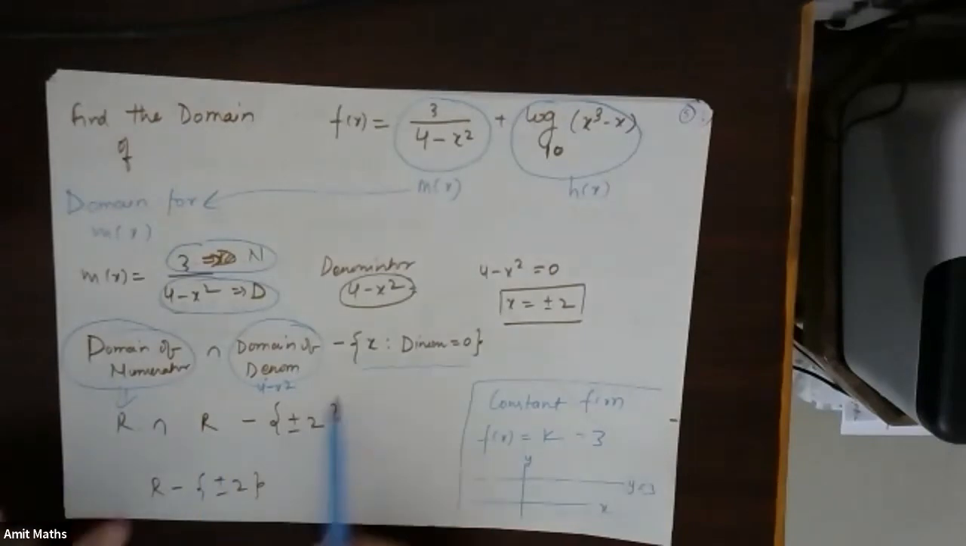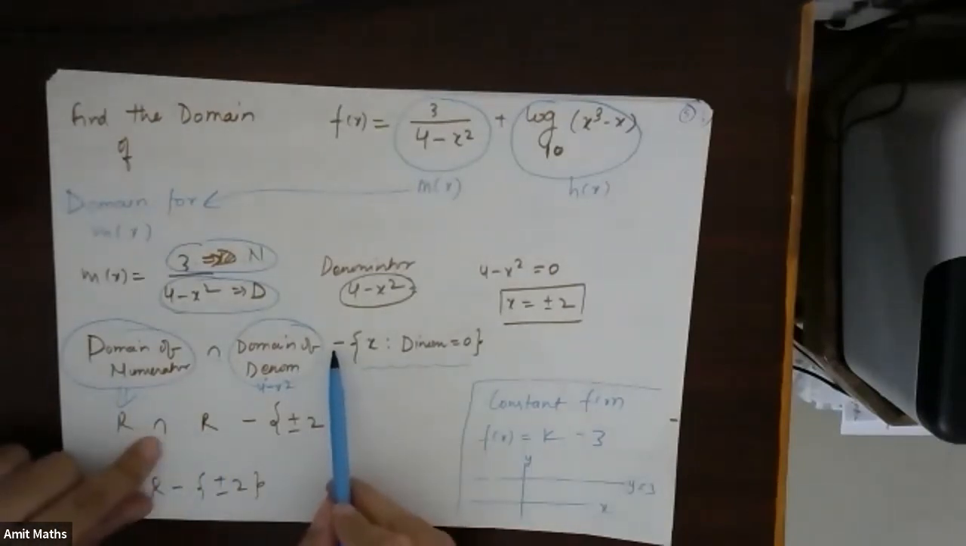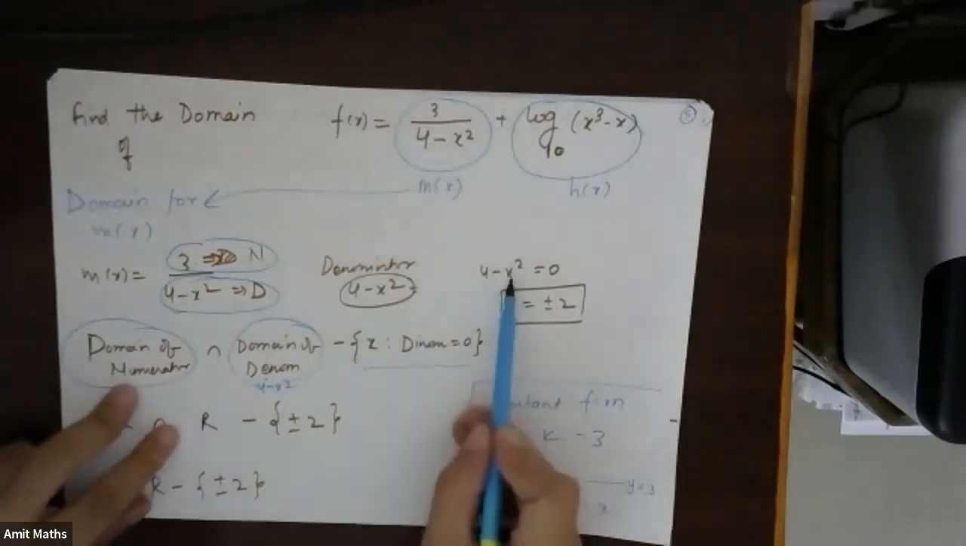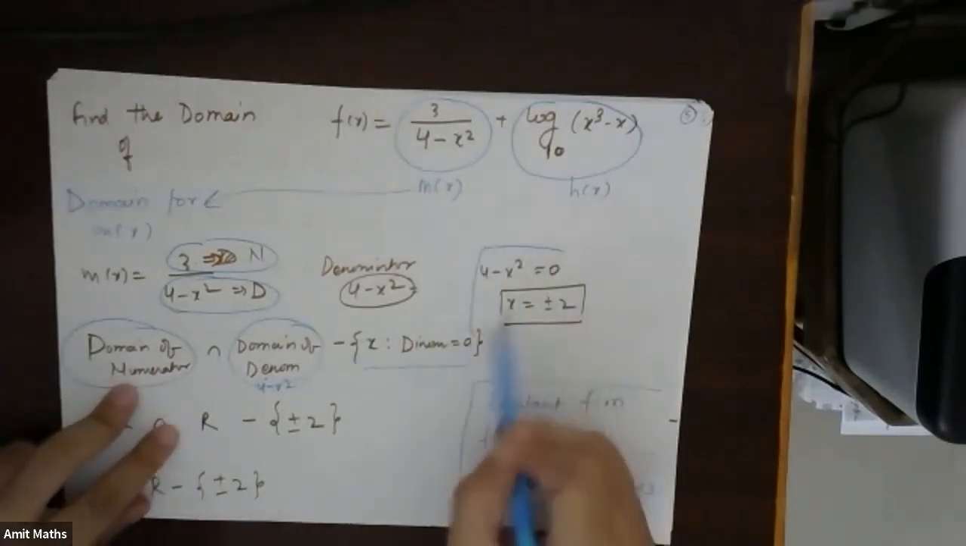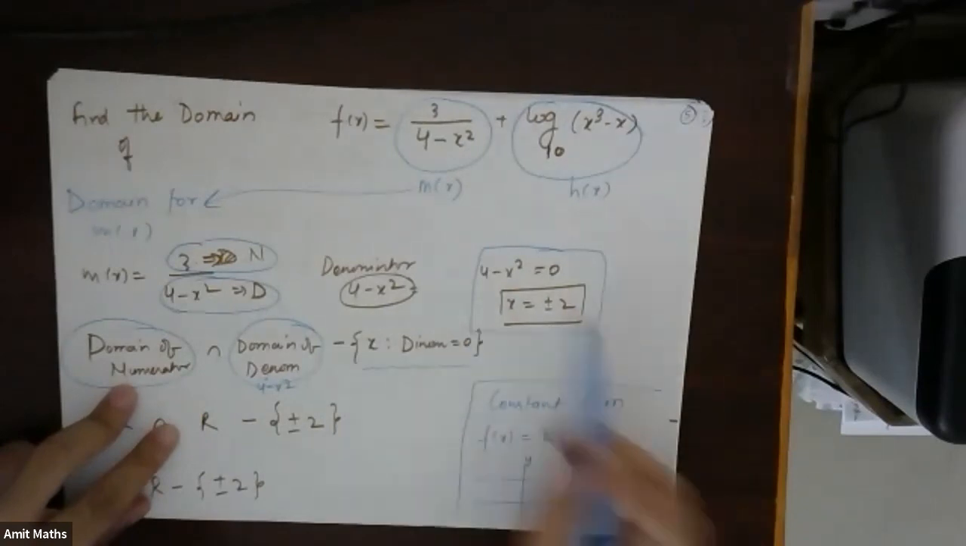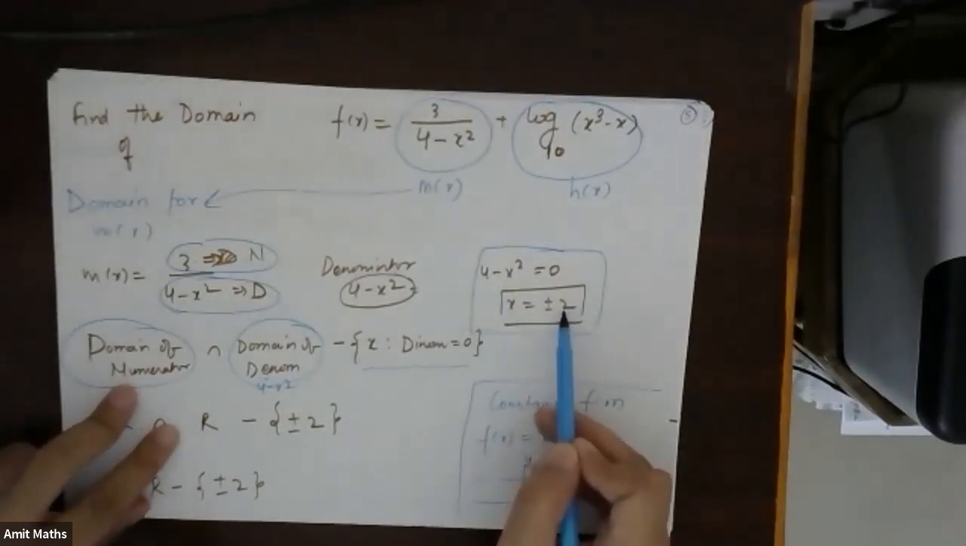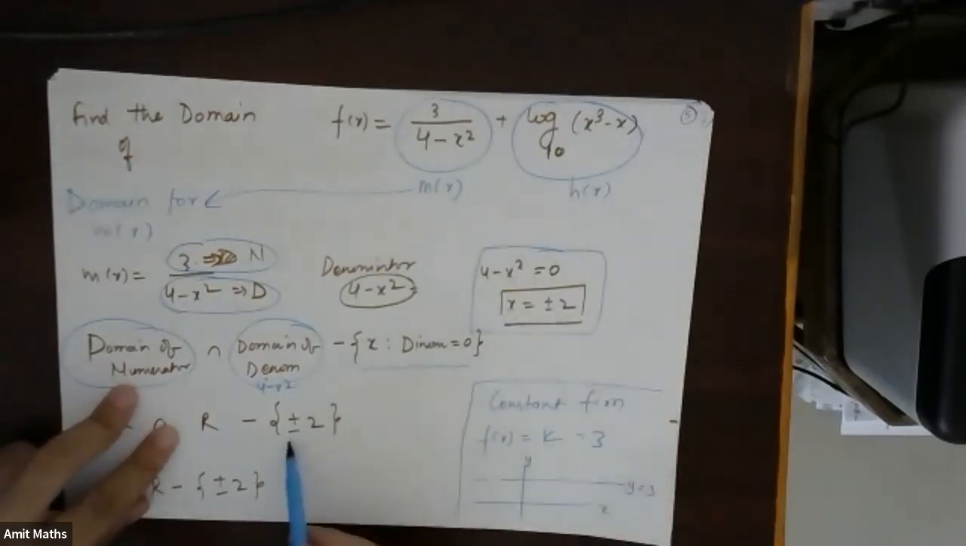Understood? Now, what do I have to subtract? I have to subtract the values of x for which the denominator is 0. That is what I have done here. 4 minus x square is equal to 0. That means x is equal to plus minus 2. Right? So I will remove plus minus 2.